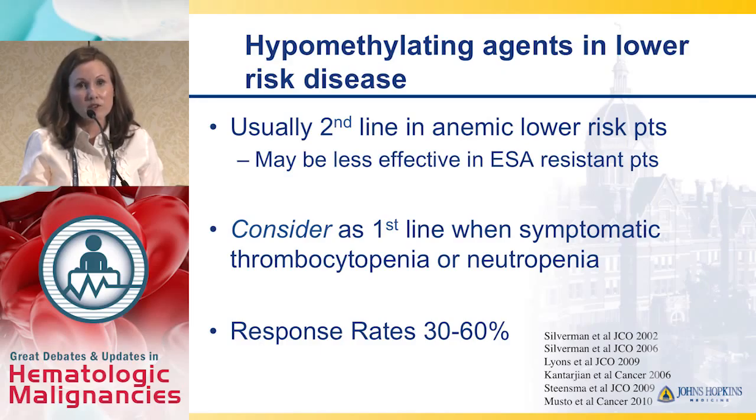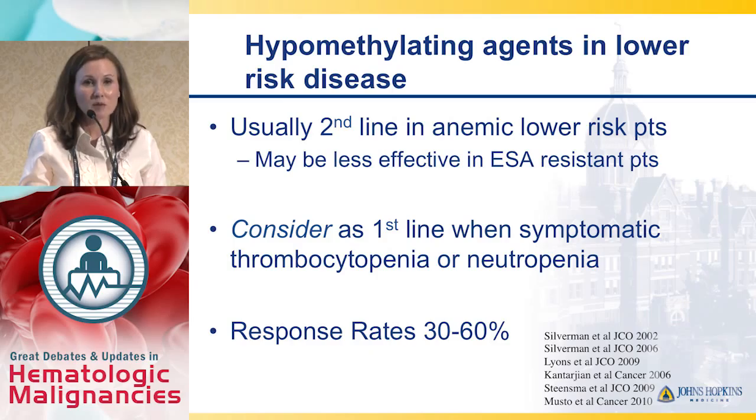So moving forward after lenalidomide, we always go to other approved agents. This, of course, is the hypomethylating group of treatments, azacitidine or decitabine. This is usually second line in anemic lower-risk patients, and they may be less effective in the ESA-resistant patients.